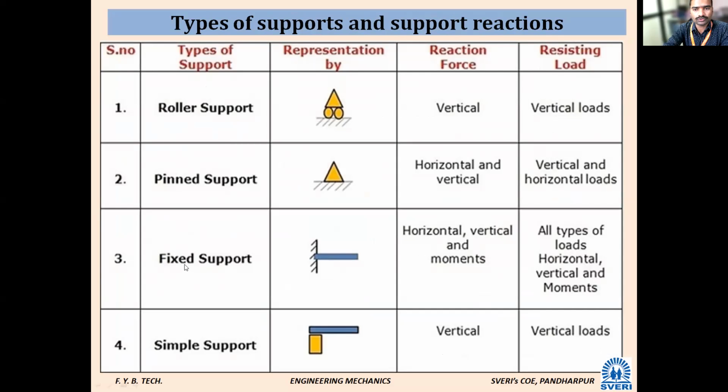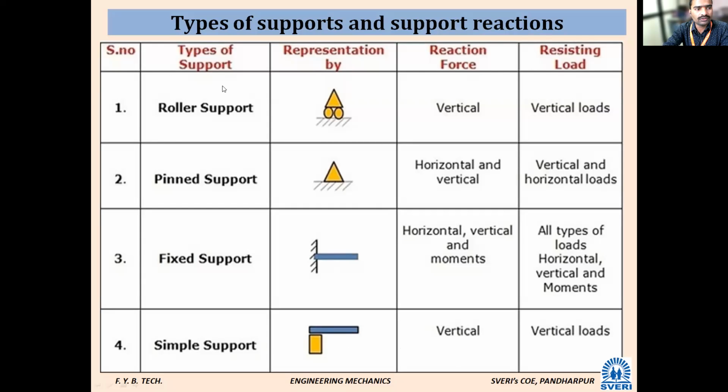The first one is simple support, which we have seen in the last class. In a simple support, one member is placed over another member. How many reactions will develop for this support? Only one. What is that one? Horizontal or vertical? Vertical. So a vertical reaction will develop.